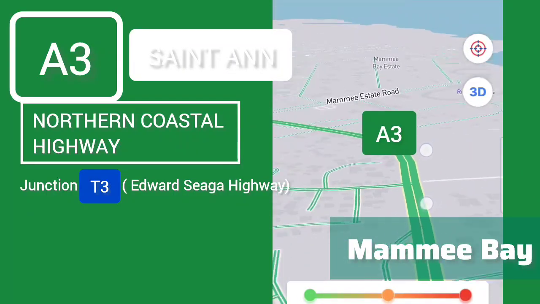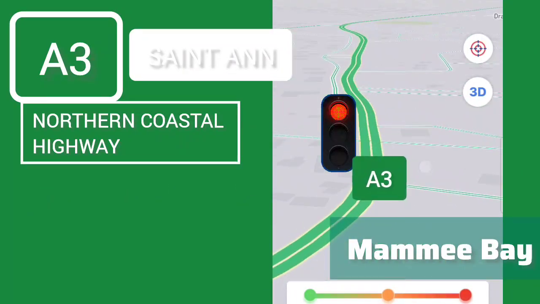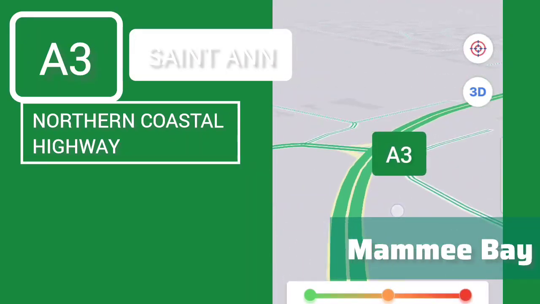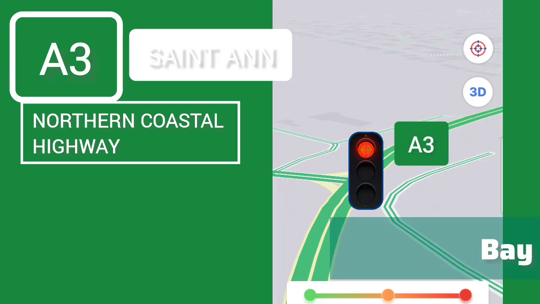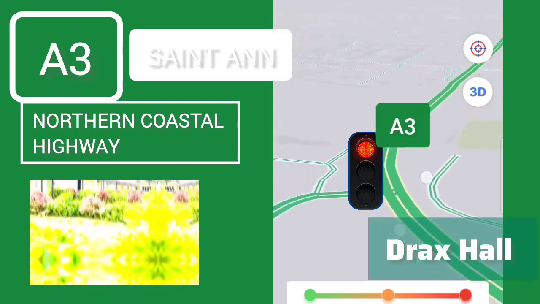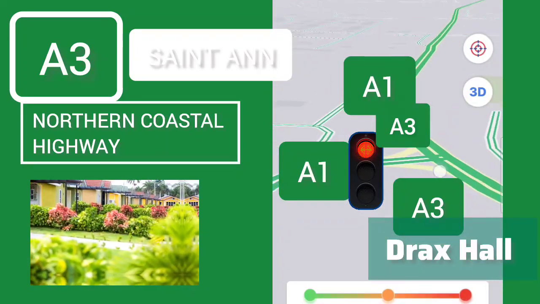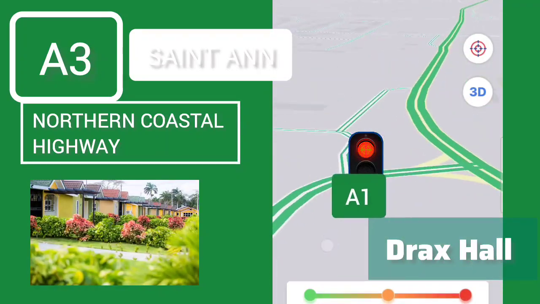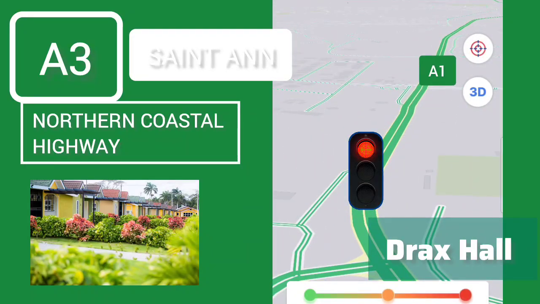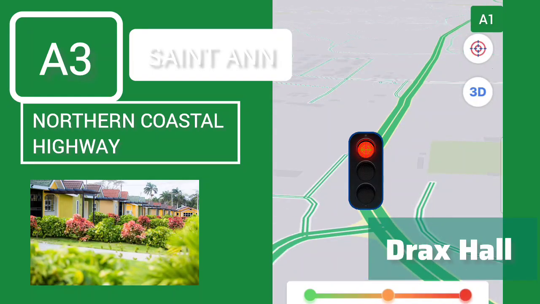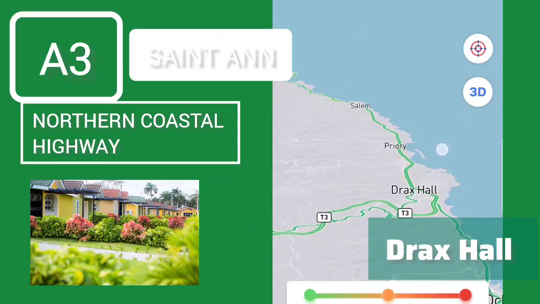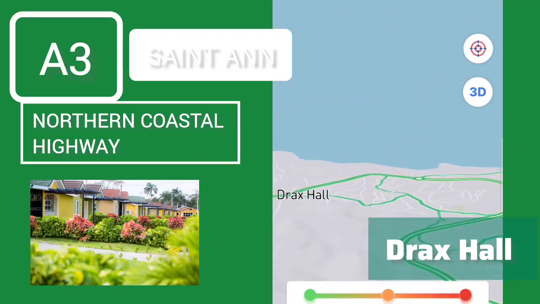And the A3 begins, well, the A3 does not begin here. Let me show you exactly where the A3 begins. This is the A3 right here. So right here, this road continues as the Northern Coastal Highway, but a new numeric route takes over. This is the A1, and it takes over all the way from here to Negril. So if you're heading to Discover Bay, Montego Bay, Falmouth, all the way back to Negril, you continue from here all the way west. Yep, so that's the Drax Hall Mammee Bay area.